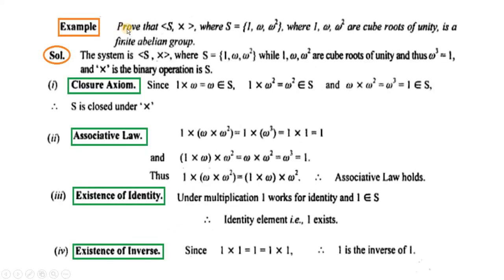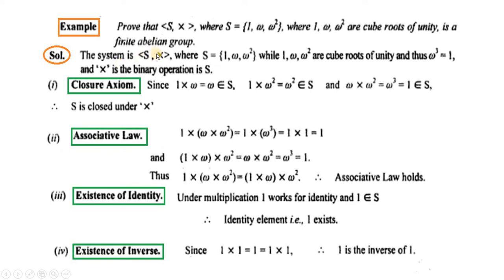Now we see another example. In this example, we have set S whose members are 1, omega, omega square, where 1, omega, omega square are cube roots of unity. This X represents ordinary multiplication. So we have to check whether set S together with the multiplication is a finite Abelian group.